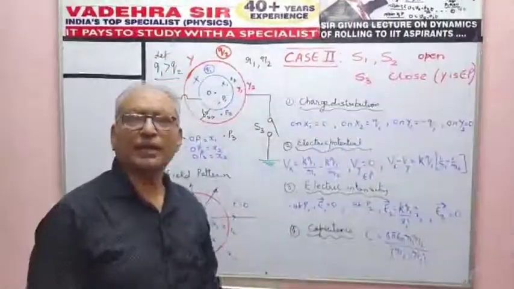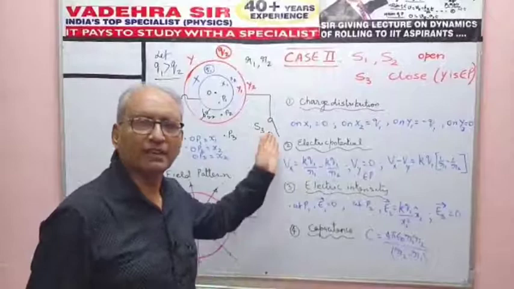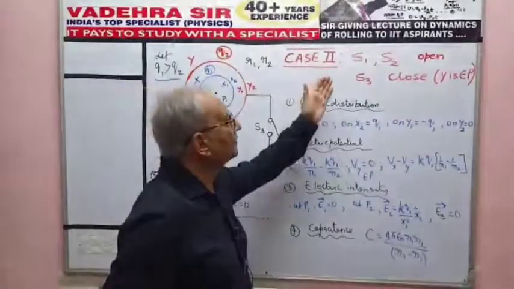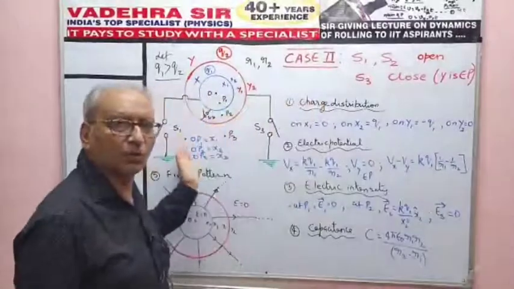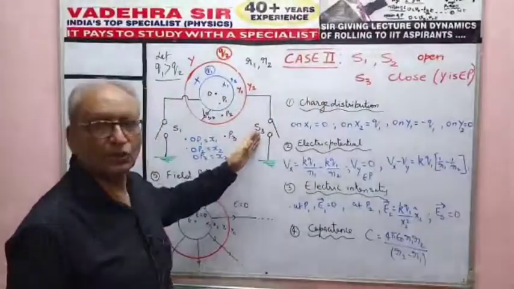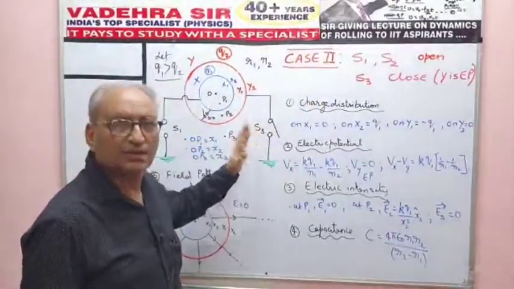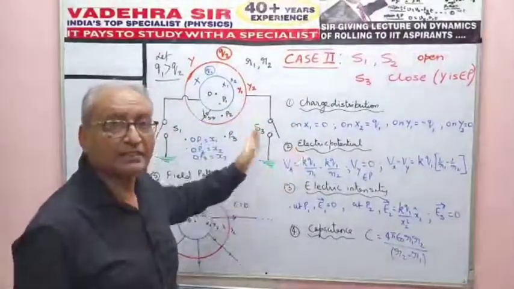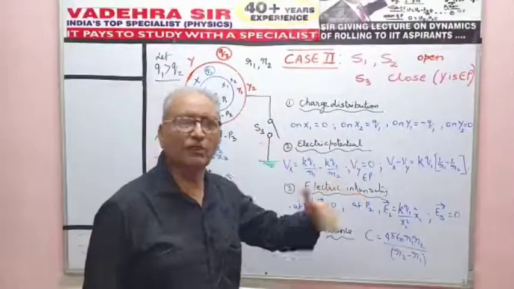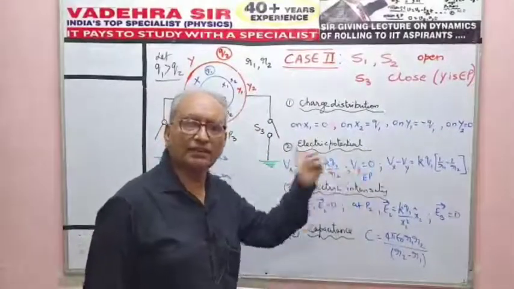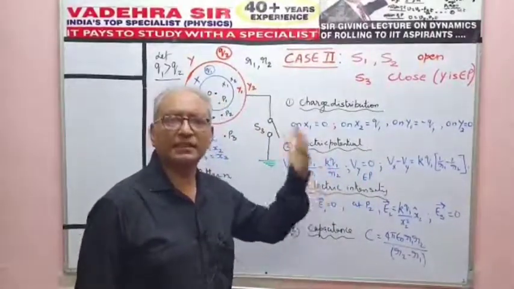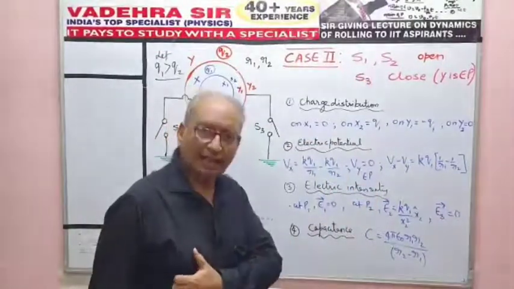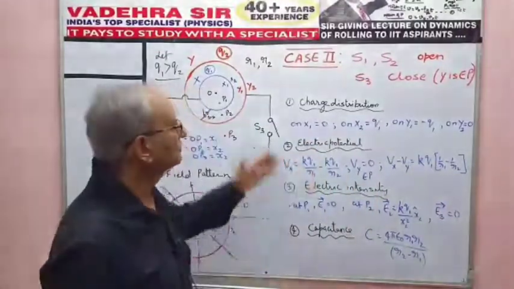So once again we are with the case of two concentric charged metal spheres, but in this second case the switches S1 and S2 are open, but S3 is closed. When S3 is closed, that means the plate Y is no more floating, it is earthed, so its potential will be 0. And now let's study all the different possibilities in density, potential, energy, field pattern as we discussed in the first case. So there we are.